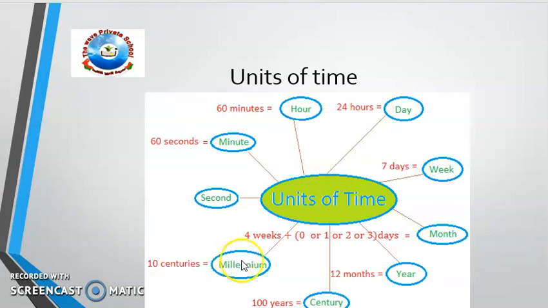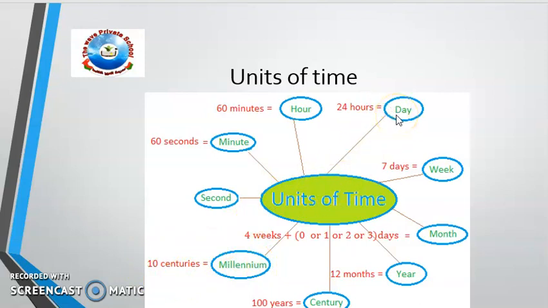For units of time, we have the hour, the minute, then second, millennium, century, year, month, week and day. This is a flow chart that I made for you so that after this you are able to remember it easily. In an hour there are 60 minutes. The other unit of time is the minute, it has 60 seconds, and then seconds, and then millennium that has 10 centuries. And here we can start from this side.